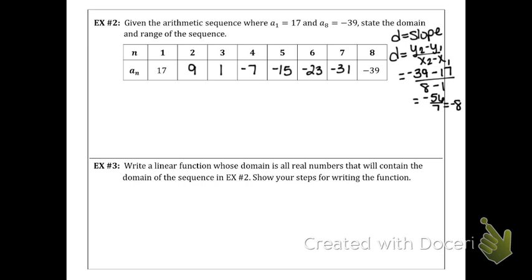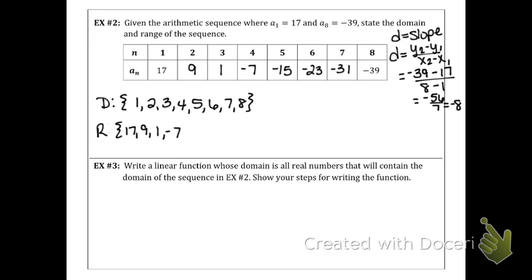All right, now we want the domain and the range. The domain is just going to be those x values, or in this case, those n values. So 1, 2, 3, 4, 5, 6, 7, 8. And the range is just going to be those y values. So 17, 9, 1, negative 7, negative 15, negative 23, negative 31, and negative 39.